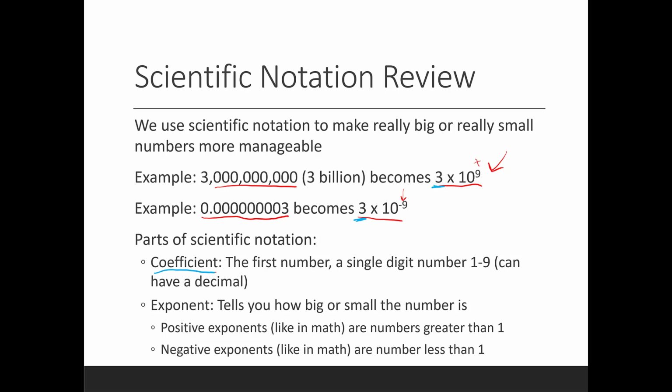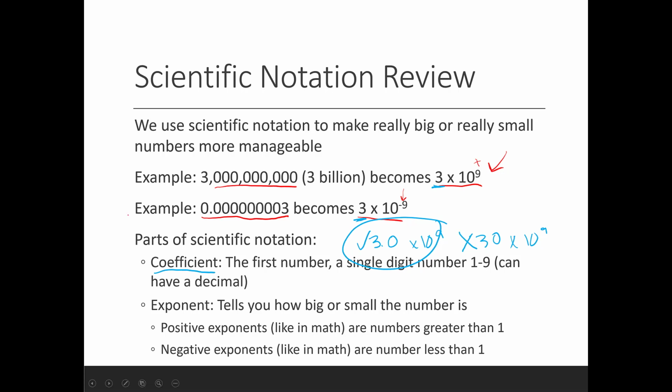It can have a decimal, so we could say 3.0 times 10 to the 9th, but we could not write 0.3 times 10 to the 9th. That doesn't work. This is good. This is bad over here. Bad. You have to have one digit before the decimal in scientific notation.